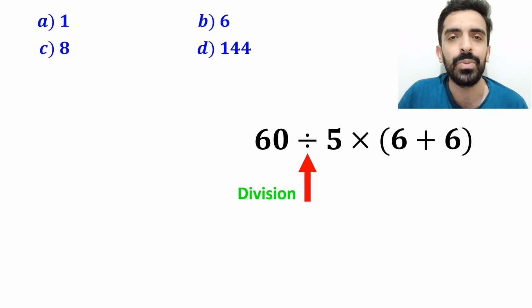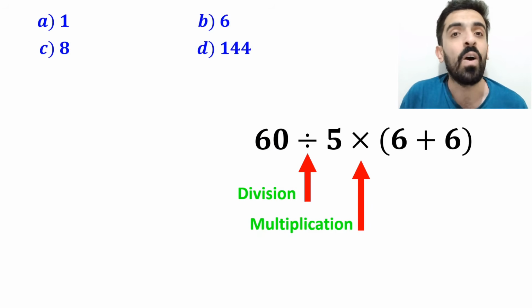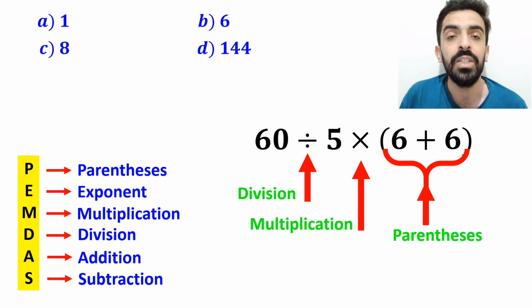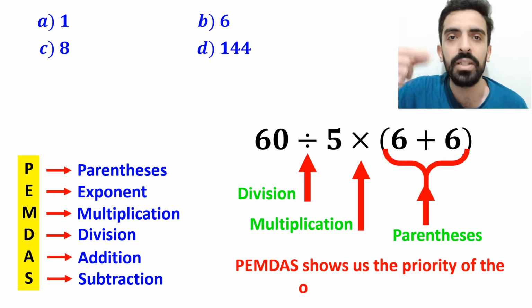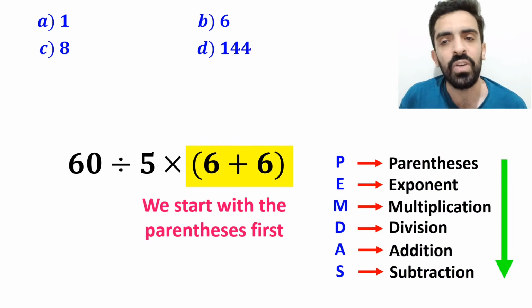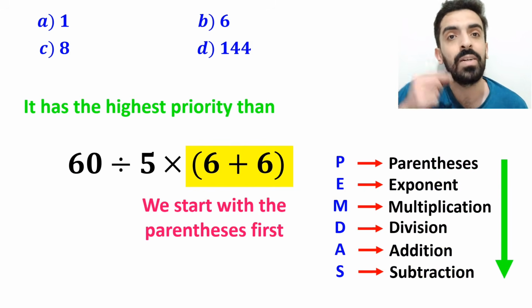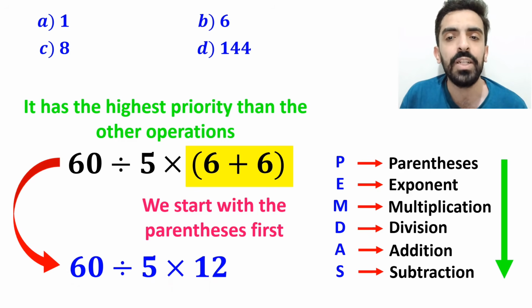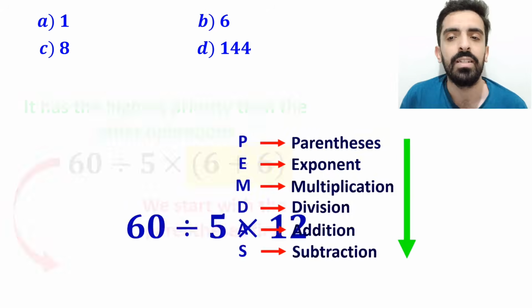As you can see on the screen, in this expression, first we have a division sign, followed by a multiplication sign, and finally parentheses. To solve this question, we need to use the PEMDAS rule. PEMDAS shows us the priority of the order of operations. So, we start with the parentheses first, because it has the highest priority compared to the other operations. Okay, this expression simplifies to 60 divided by 5 multiplied by 12.